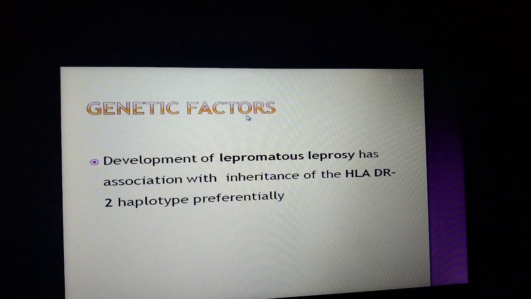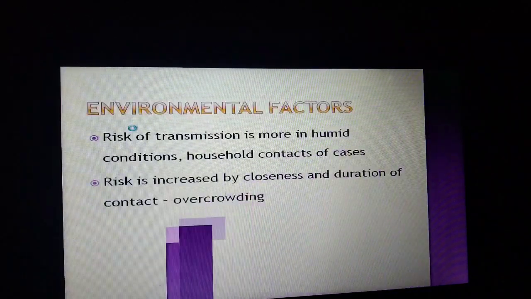What are the genetic factors? Development of lepromatous leprosy has an association with inheritance of the HLA-DR2 haplotype preferentially. So these are the genetic factors of leprosy.